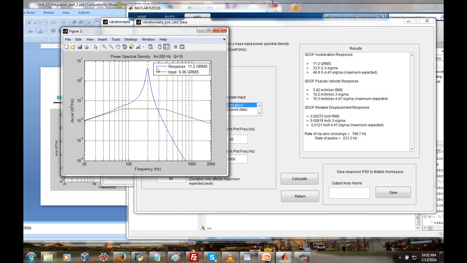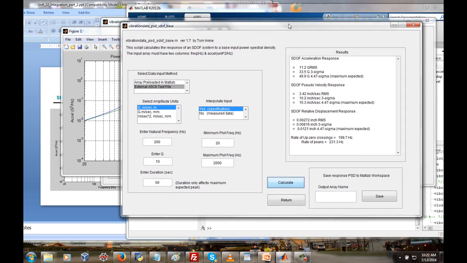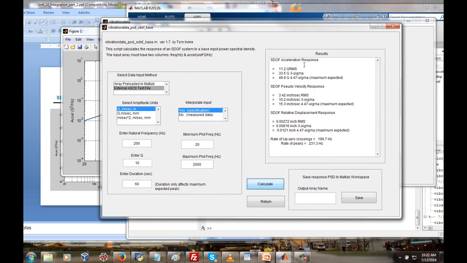So you can see we get this resonant amplification at about 200 hertz. And over here, back to our GUI script, we have the descriptive statistics. Now for 200 hertz natural frequency, over a 60-second duration, our maximum expected peak is 4.47 sigma. That's from the Rayleigh distribution. So for acceleration, we see the GRMS, the 3 sigma, and the maximum expected peak. And then for the pseudo velocity, we have those 3 types of metrics with the values shown there. Then we have the relative displacement response, as shown there.